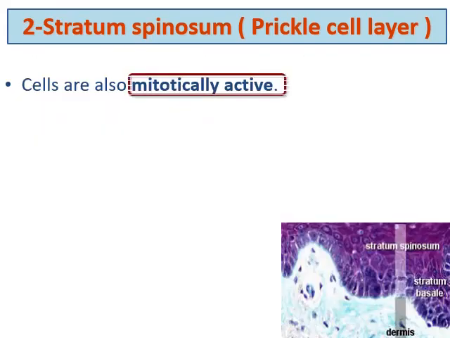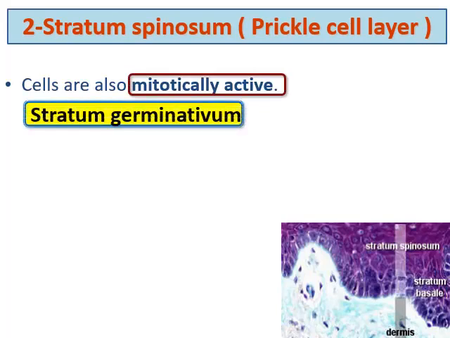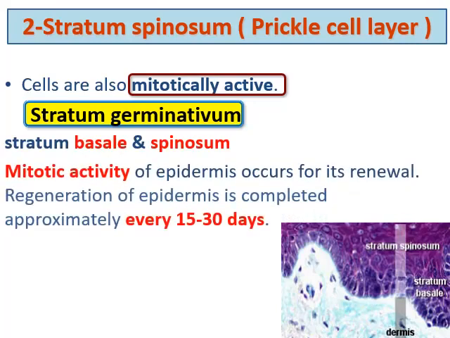Cells of stratum spinosum are also mitotically active, and both stratum basale and stratum spinosum are called stratum germinativum. So what is meant by stratum germinativum? It means both stratum basale and stratum spinosum. It means the cells which have the ability to regenerate the other cells of the epidermis. And the regeneration of the epidermis is completed about every 15 to 30 days.